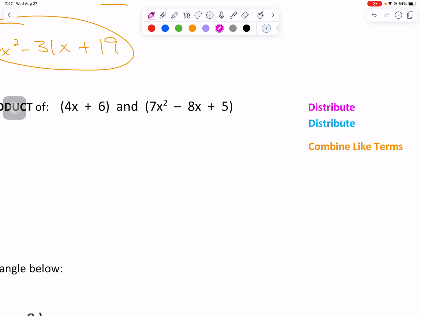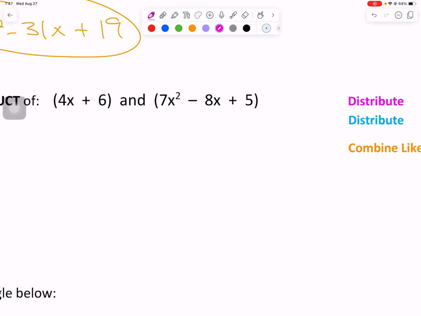All right, so we're going to do a little distributing here. We're going to take our first term in the first polynomial, or binomial, and multiply it to each term in the trinomial. Yes, tricycle has 3 wheels. All right, so 4x times 7x squared. Well, 4 times 7 is 28.